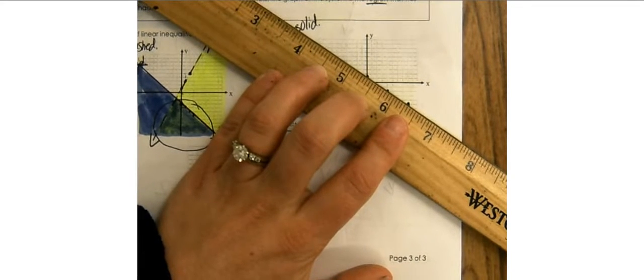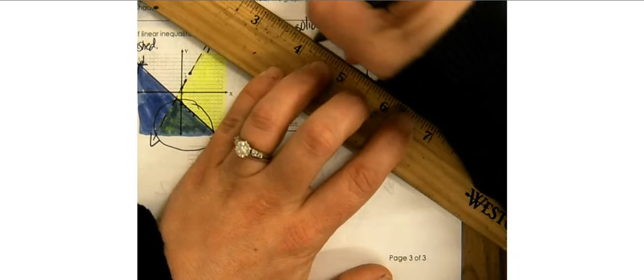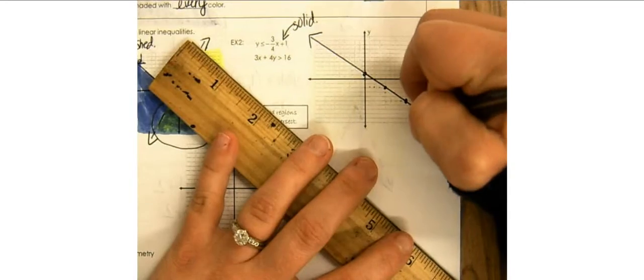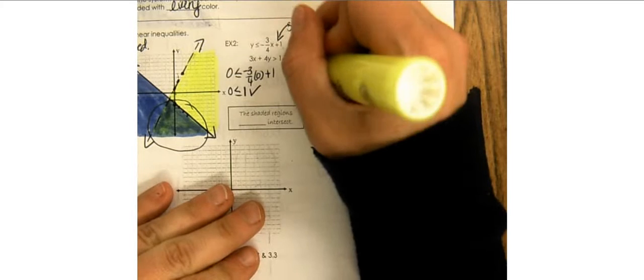On that line, and I'm going to draw a solid line going through those points. 0, 0 is not on my line, so I'm going to use that to test, and I'm going to say, is 0 less than or equal to negative 3/4 times 0 plus 1? Is 0 less than or equal to 1? It is. So that tells me that the side that has 0, 0 is going to be a part of the shaded region. So I'm going to work with my lightest color first and shade.